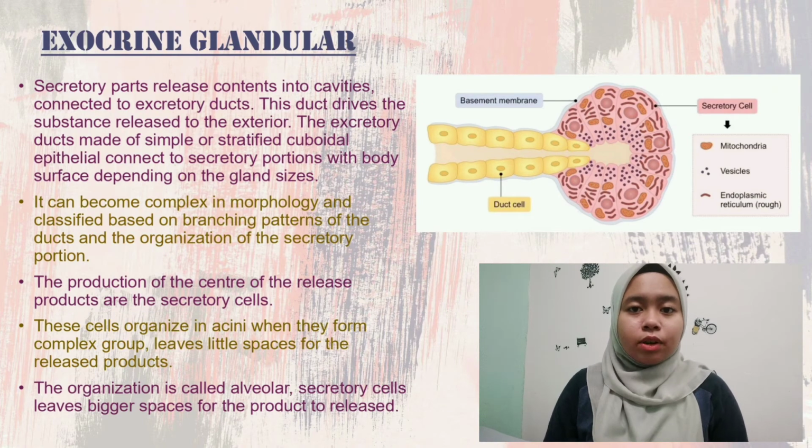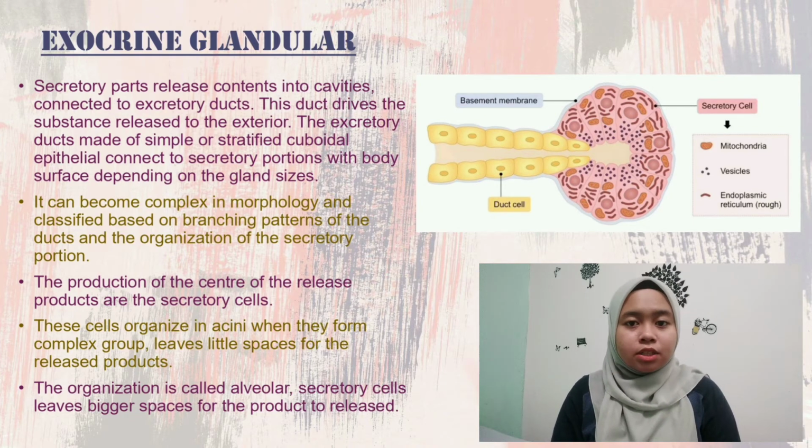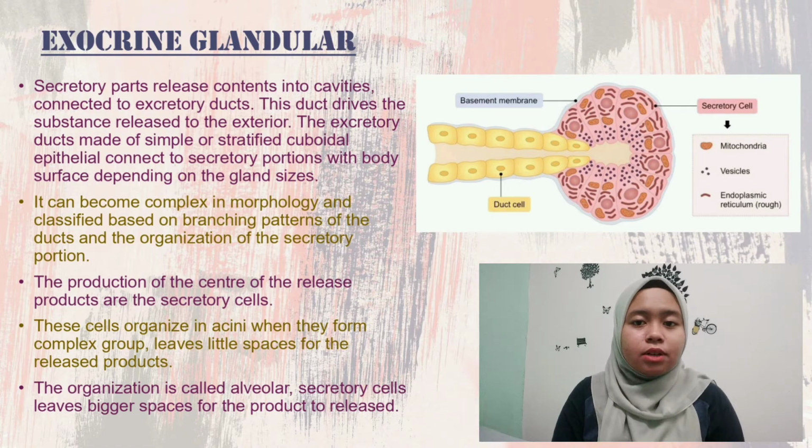For exocrine glands, secretory parts release contents into cavities connected to excretory ducts. These ducts drive the substance released to the exterior. The excretory ducts, made of simple or stratified cuboidal epithelium, connect the secretory portions with the body surface, depending on the gland sizes. They can become complex in morphology and are classified based on the branching patterns of the ducts and the organization of the secretory portion. The producers and releasers of the products are the secretory cells.